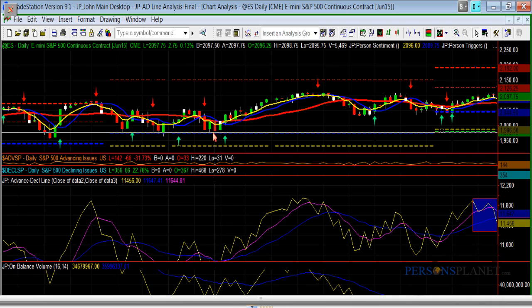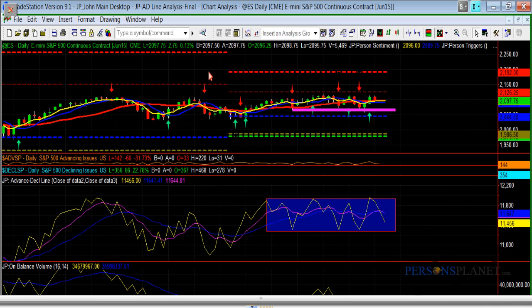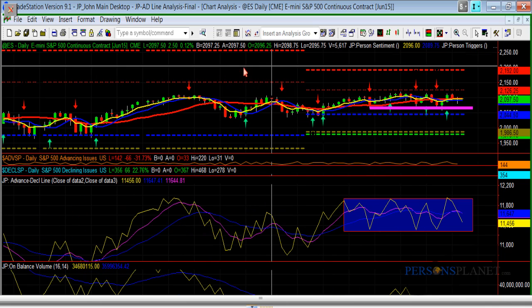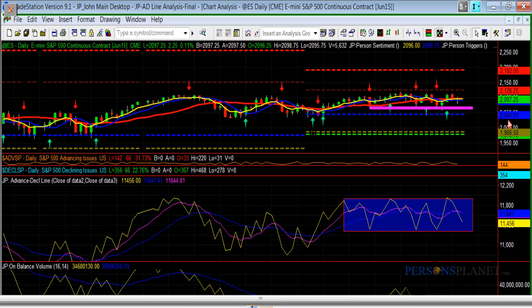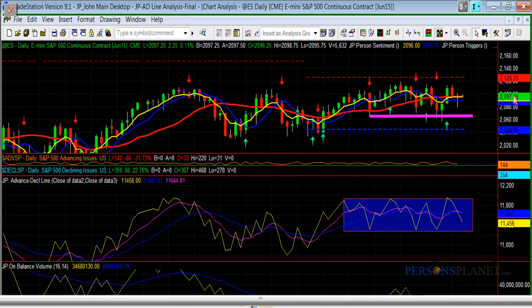Now let me change scopes for you here, and we're going to flip this over to the spiders. One thing I like to share with people is there are certain times that I want to be looking at the futures, and there are certain times that I want to be looking at the spiders. The reason I look at both the futures and the cash market, real simple: futures trade 24 hours, the cash market doesn't.